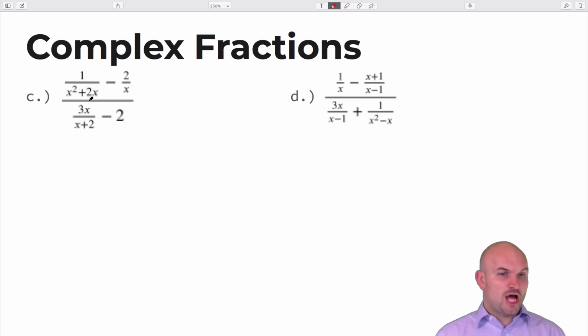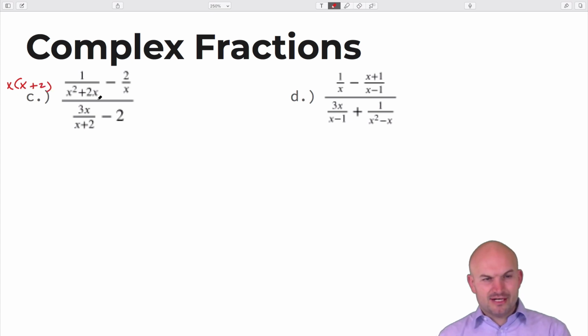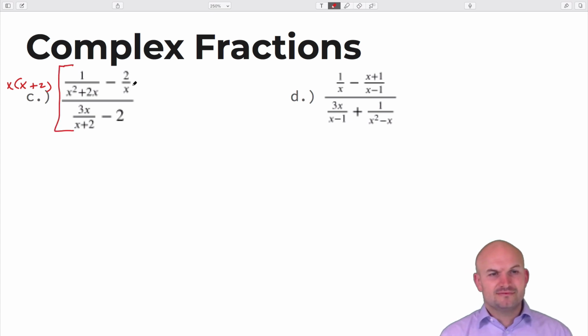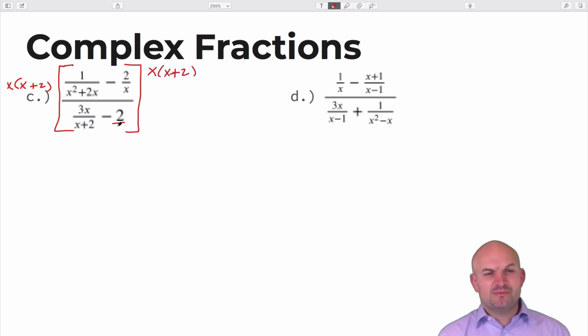These we have like every single thing is different. But if I factor this, then that's going to give me an x times x plus 2. So it has an x in common here, and it has an x plus 2 in common here. So therefore, my LCD is going to be x times x plus 2. And again, this would be 1, right?